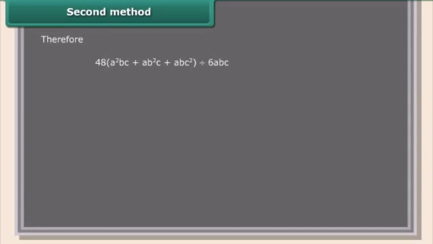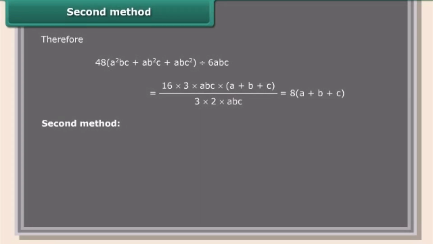Therefore, 48 into a square bc plus ab square c plus abc square divided by 6abc is equal to 16 into 3 into abc into a plus b plus c upon 3 into 2 into abc, which is equal to 8 into a plus b plus c. Second method, using the cancellation method.